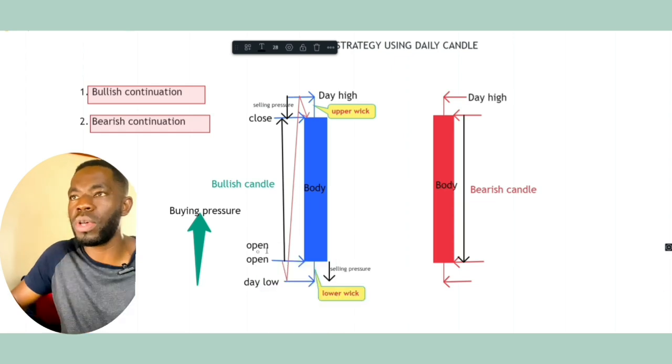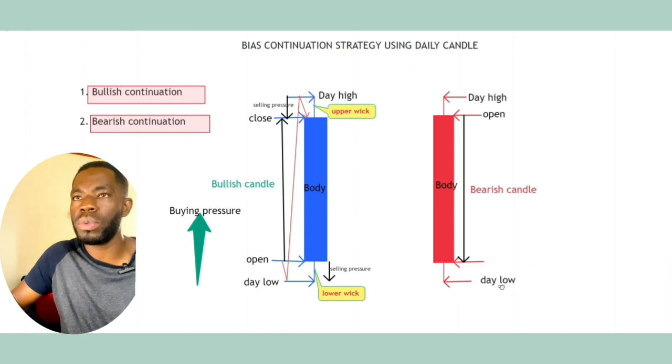This is the open up here. It's just the opposite of the bullish. This is the opening price because the price is heading lower. It's dropping. So this would be the open, and then this would be the daily low, okay. This would be the daily low price here, and then this would be the close.